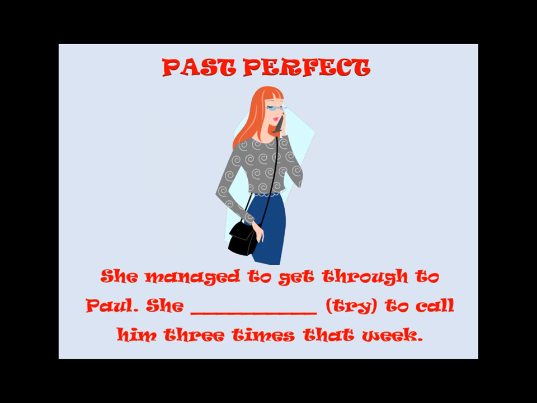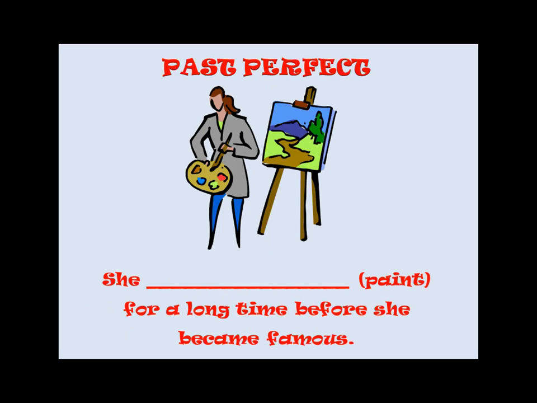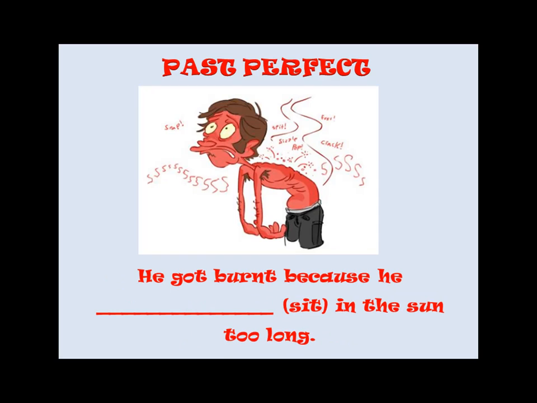She managed to get through to Paul. She tried to call him 3 times that week. And here we have the past perfect again. Look, because we don't have here all or for, which shows duration, we use just the past perfect simple. She painted for a long time before she became famous. And as you can see here, look, for a long time. She had been painting for a long time before she became famous.